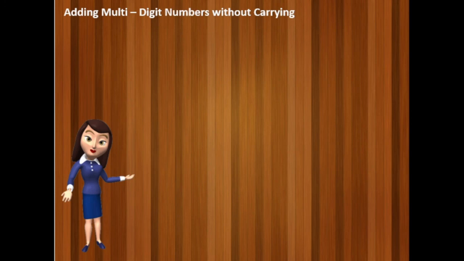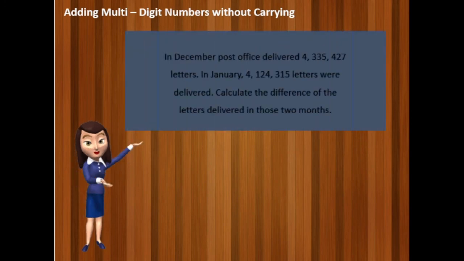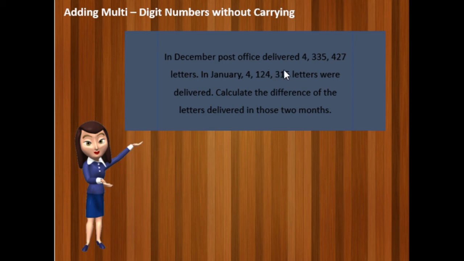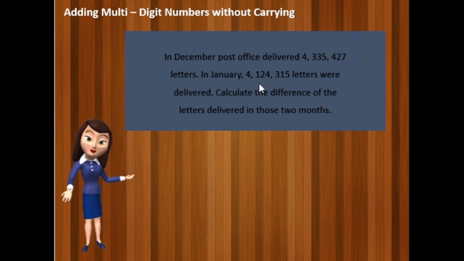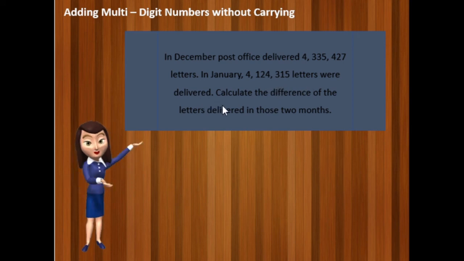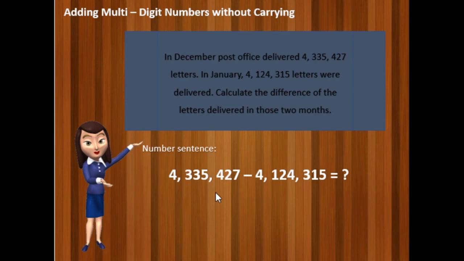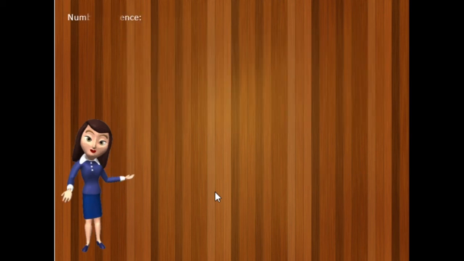How about if we do subtraction of multi-digit numbers? In December, Post Office delivered 4,335,427 letters. In January 4,124,315 letters were delivered. Calculate the difference of the letters delivered in those 2 months. Let's use subtraction. This is our number sentence.